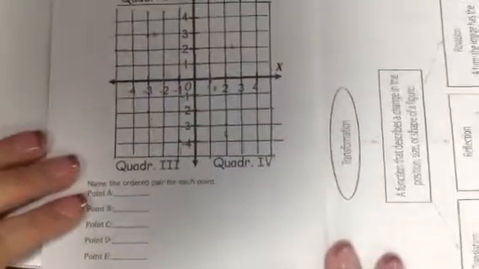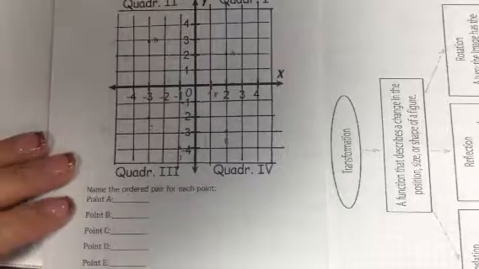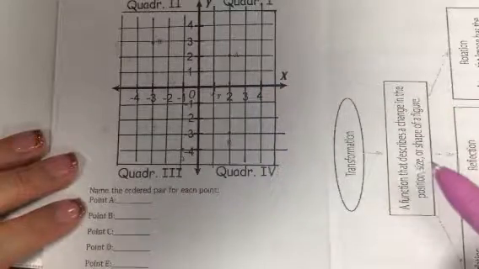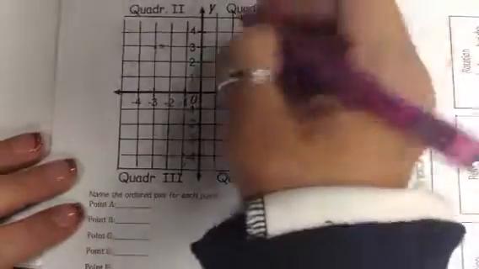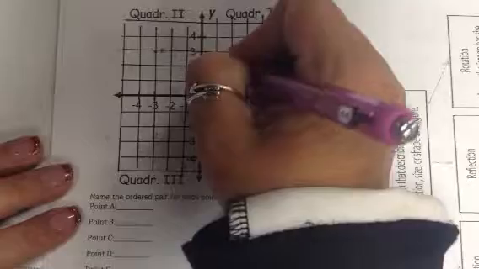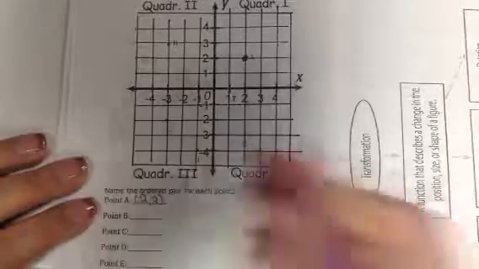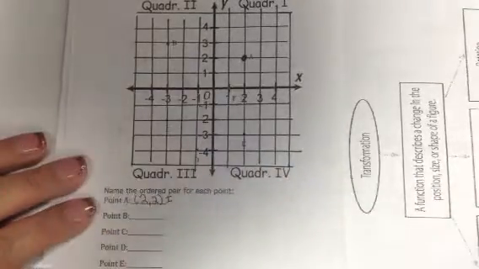Let's move to the next page. This is the last one we're going to do for this video. It wants us to write the ordered pair for each of these. They're a little bit hard to see, but we're going to look at them. A is sitting right here, and it is actually at 2, 2. So we're going to write 2, 2 for A. And I also want you to recognize that it's in quadrant 1.